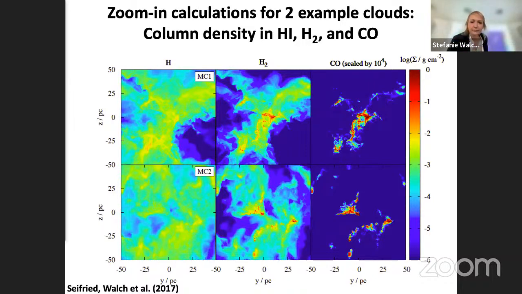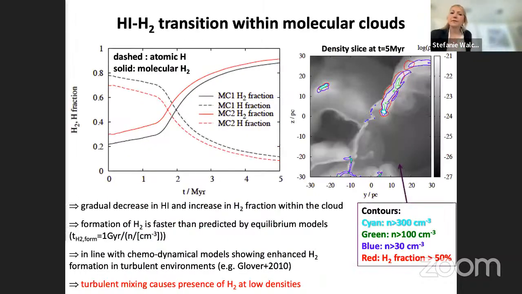Okay. Then maybe one question about where the molecular gas forms. So this one, sorry. I don't know what happened now.